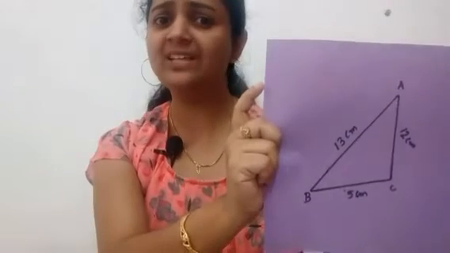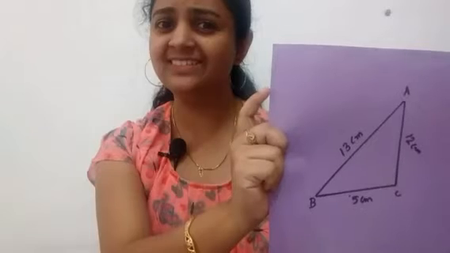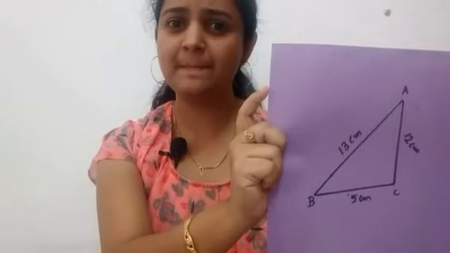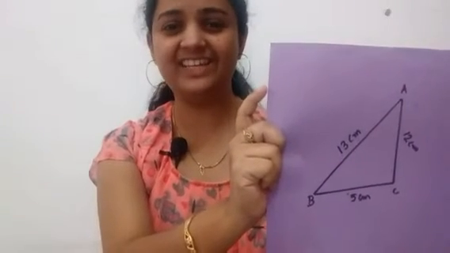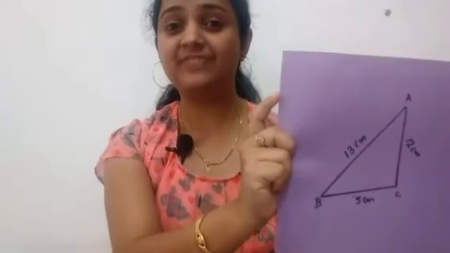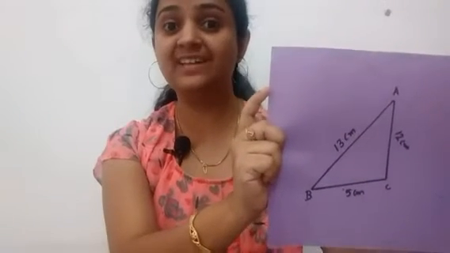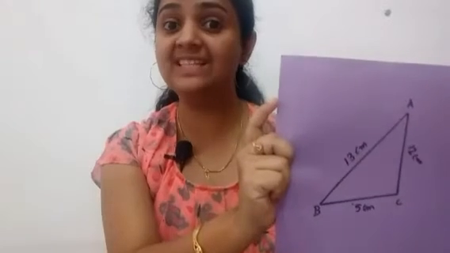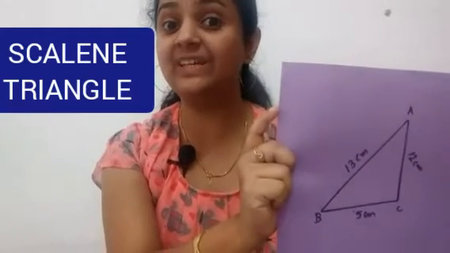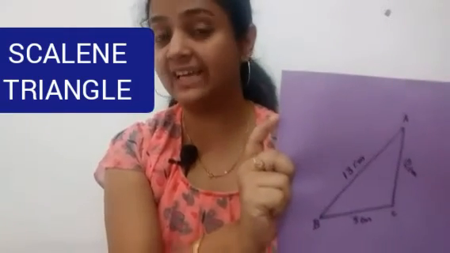Then what is that triangle called? We had studied it. Yes, good. This type of triangle whose measures are different, such type of triangles are called scalene triangle. What is it? Scalene triangle.